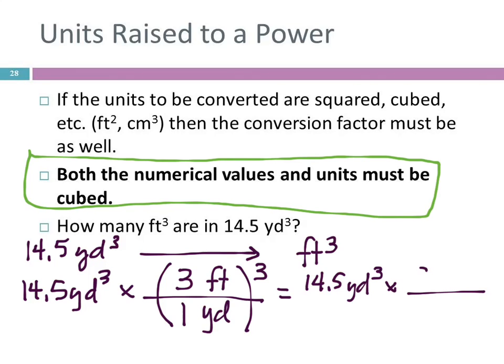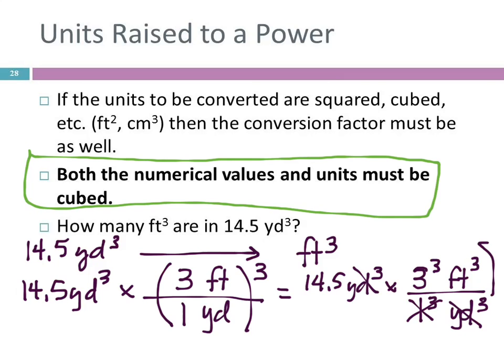So that is 3 cubed feet cubed per 1 cubed yard cubed. The cubic yards cancel out. What is 1 cubed? 1. Okay, so that can go away too. What's 3 cubed? 27. 3 times 3 is 9, times 3 is 27. Or you can use the x cubed button on your calculator. So we've got 14.5 times 27.